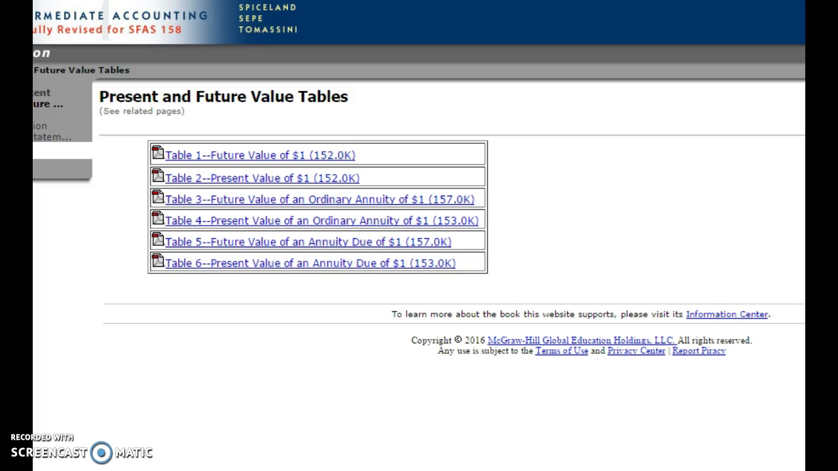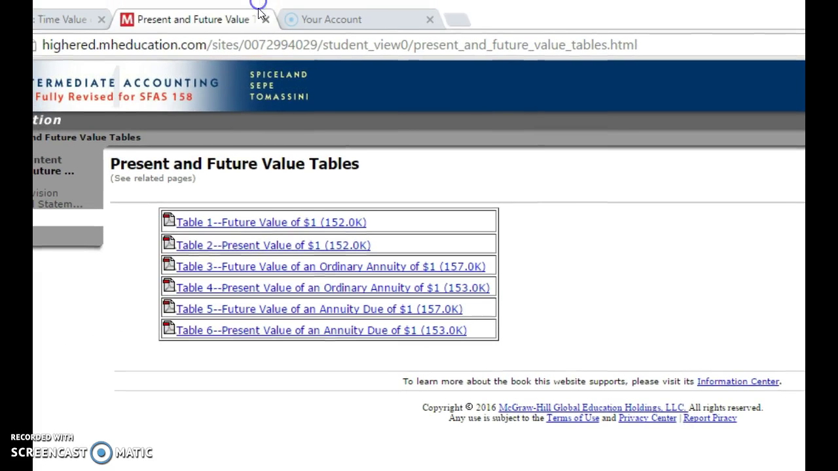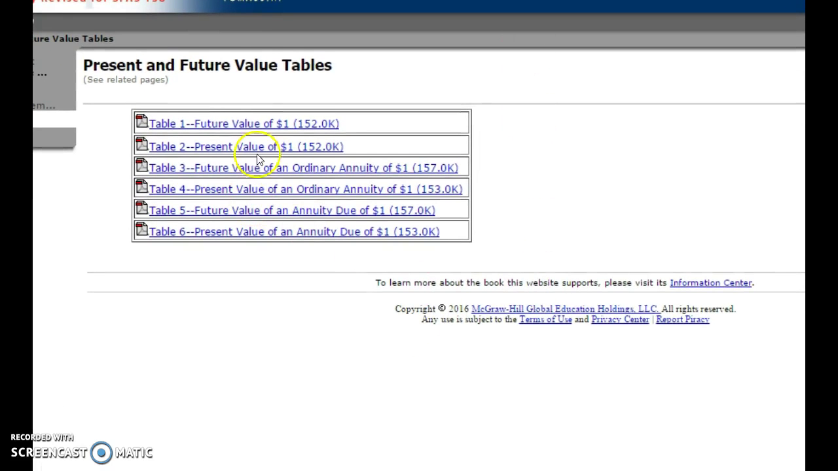This is a site that I use sometimes. You can see the URL there. But these tables are also in your book. I want to point out that there is more than one table. You have to be very careful which table you are using, because if you use the wrong table, you end up with the wrong answer.